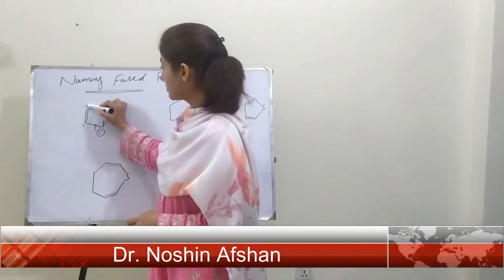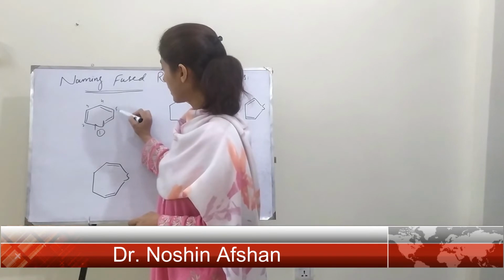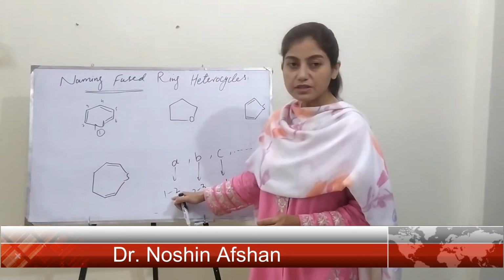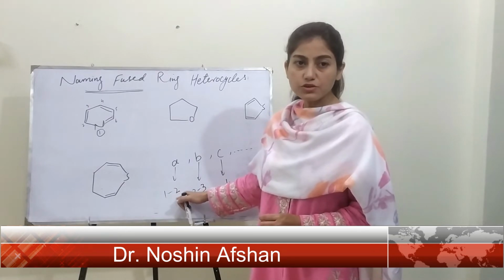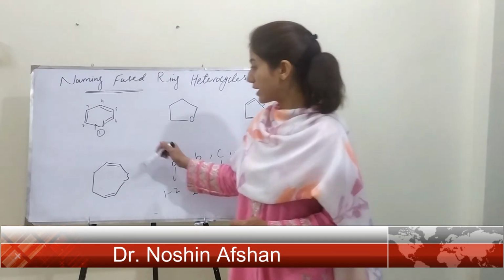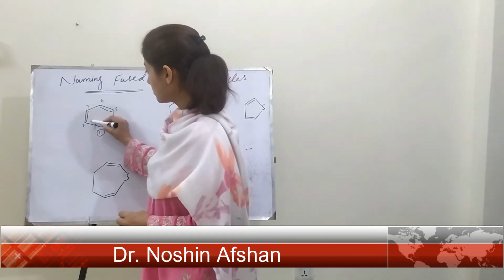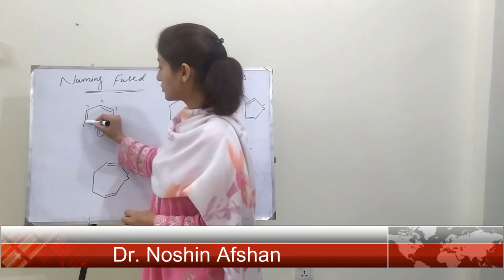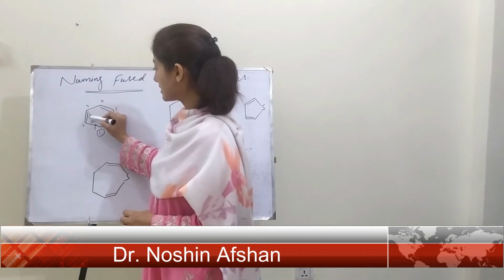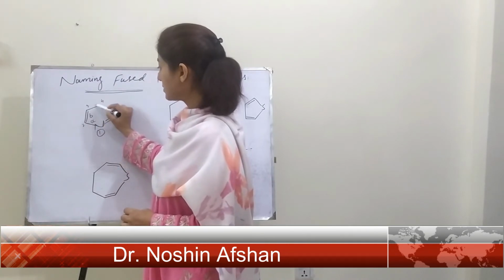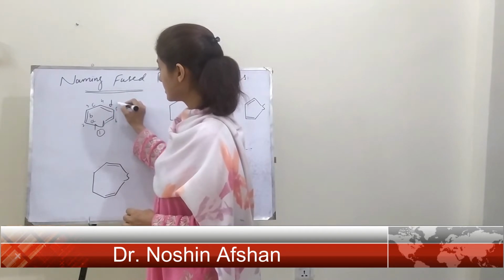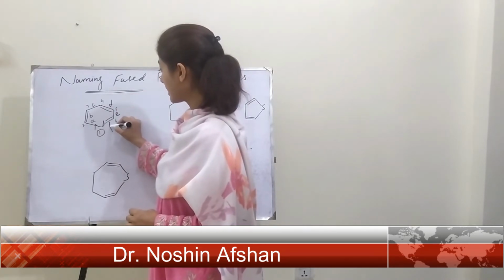and this would be given 3, 4, 5 and 6. The side between atoms 1 and 2 would be given letter A, so this would be given letter A. This side between atoms number 2 and 3 would be given letter B. This side between atoms number 3 and 4 would be given letter C. Similarly, D, E and F.